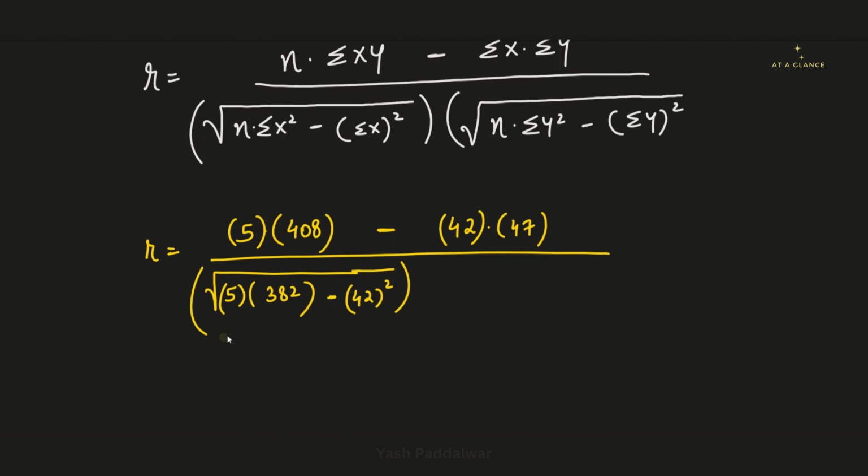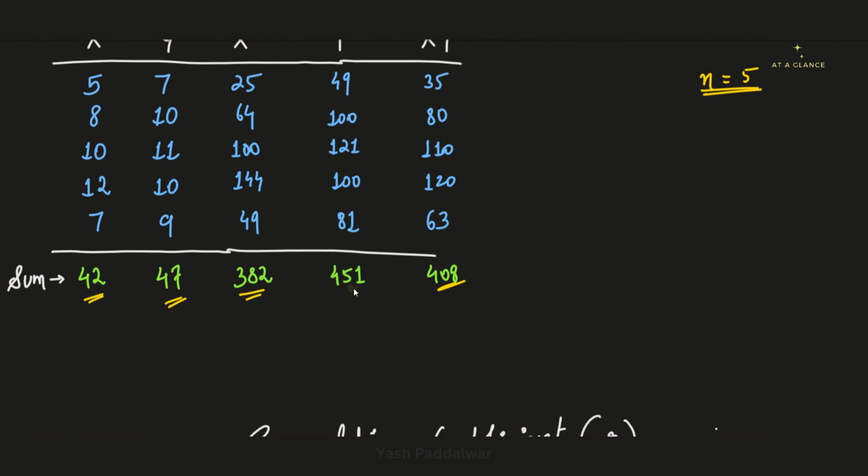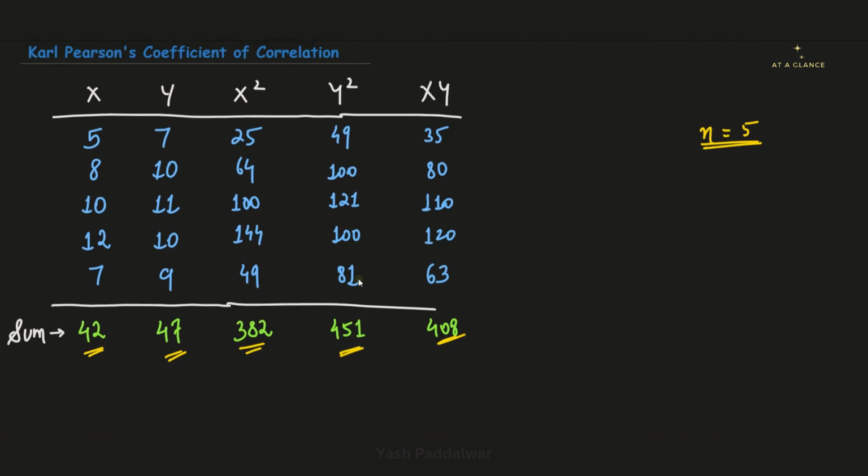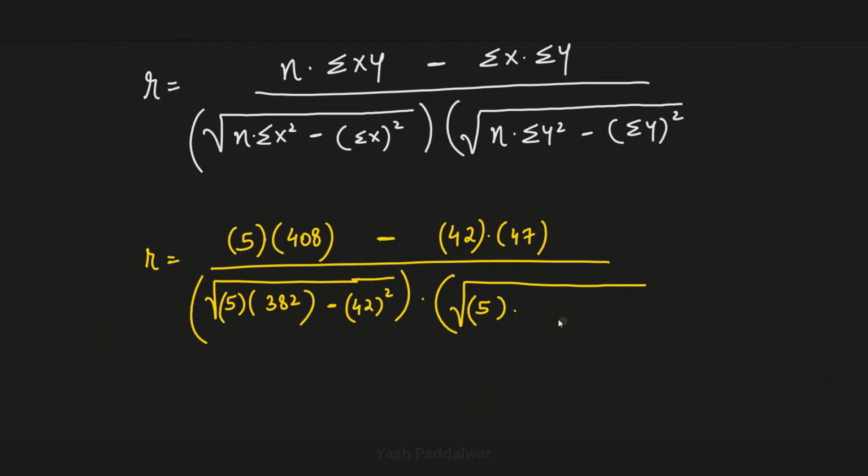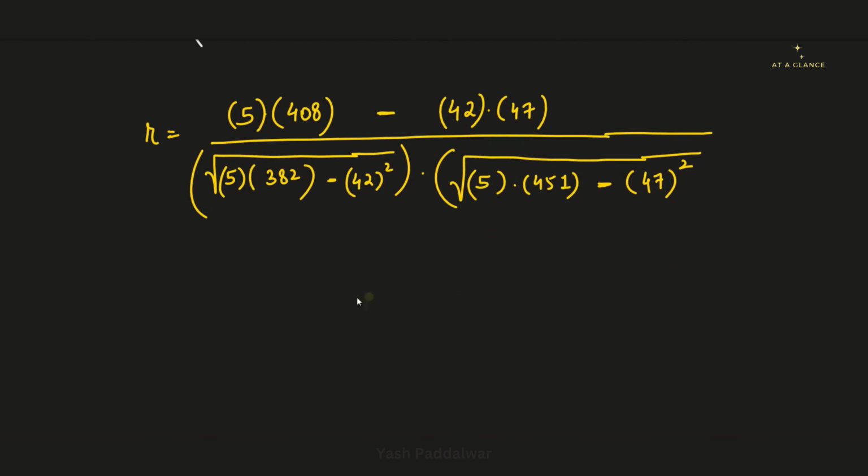Don't forget it. The whole multiplied by the next square root. Under that comes n that is 5 multiplied by summation y square. Now we have calculated the value of summation y square that is 451. So let's plug in that. We have 451 minus summation y the whole square. Summation y value is 47 the whole square. So we have plugged in all the values. Now we just have to calculate it.